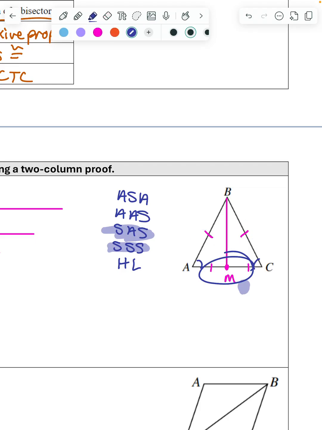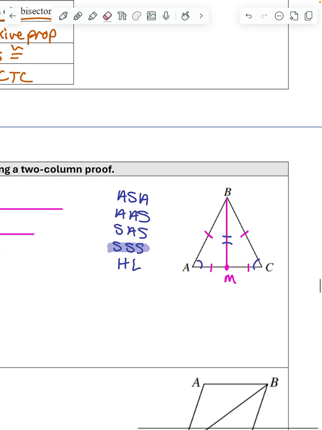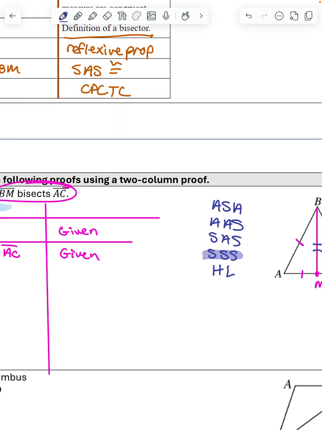I see my favorite property again, the reflexive property. I'm going to go ahead and use that. We've got a shared side in the middle, BM. So this is going to be a case of side, side, side congruency. And I'm going to get rid of those angle markings to not confuse us. That's what we're trying to prove in the end, but we don't know that yet.